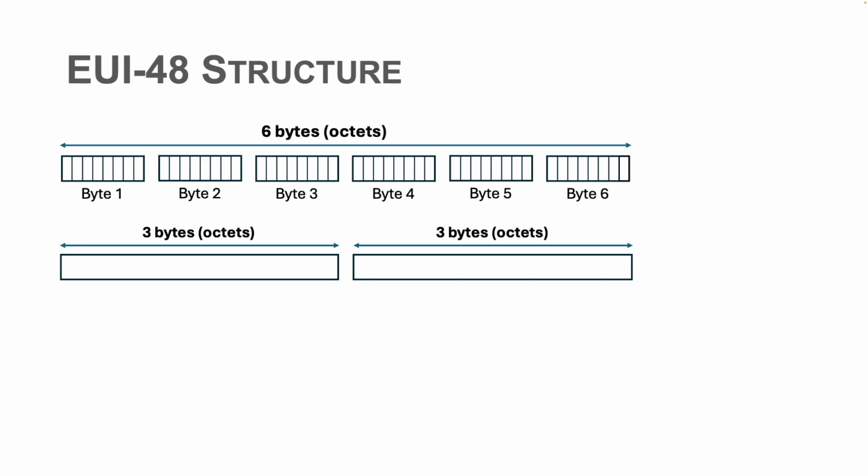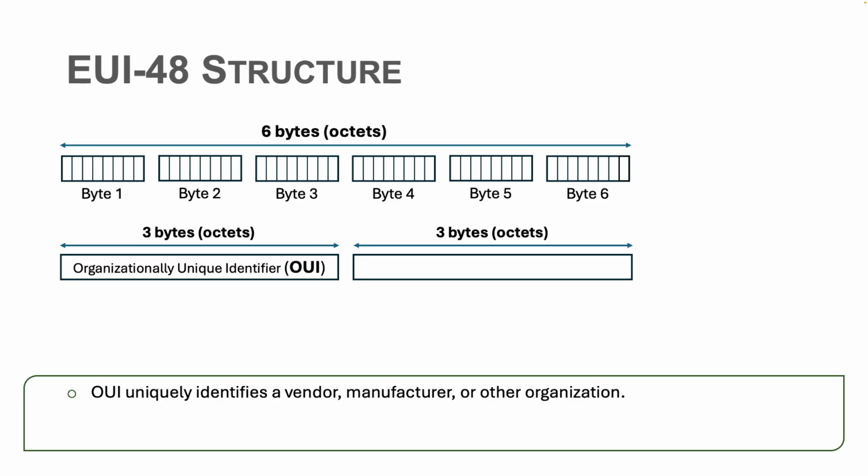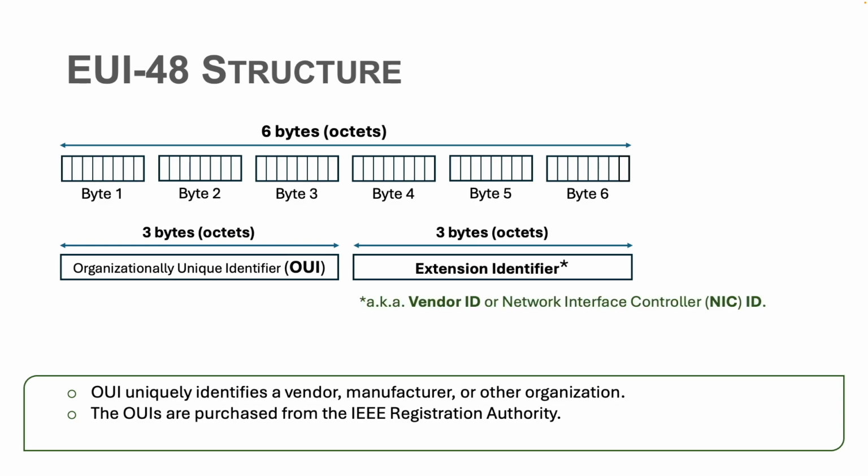The EUI-48 is divided in 2 subgroups where each group consists of 24 bits or 3 bytes. The first group is called an Organizationally Unique Identifier or OUI, and it uniquely identifies a manufacturer, vendor, or other organization. Note that the OUIs are purchased from the IEEE Registration Authority.